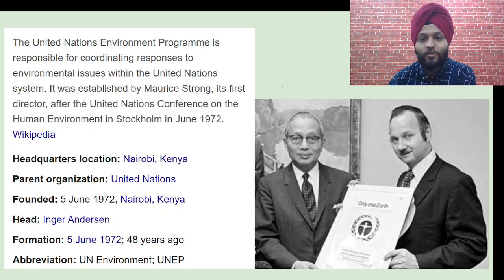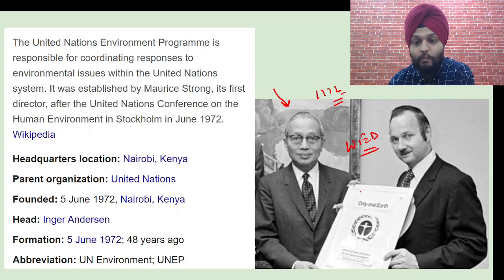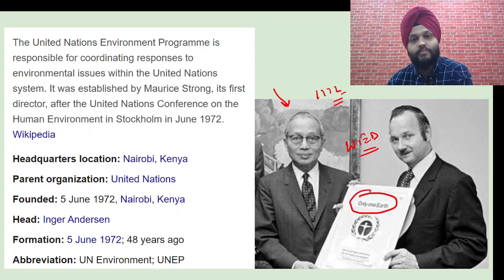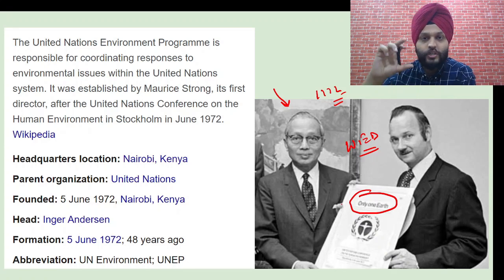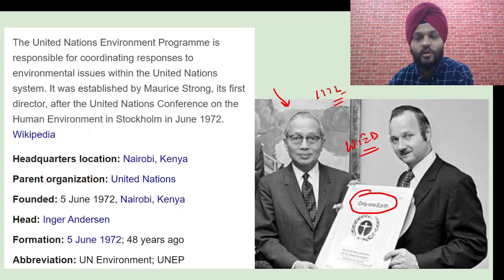And this particular image that you see is about the head of the conference that had taken place in 1972, and they have signed a paper marking the first World Environment Day with its theme as Only One Earth. So it is written on the paper. I know you're watching it on the mobile and it will be difficult to see, but it is written Only One Earth. So that was the theme for the year 1972, or the first World Environment Day.